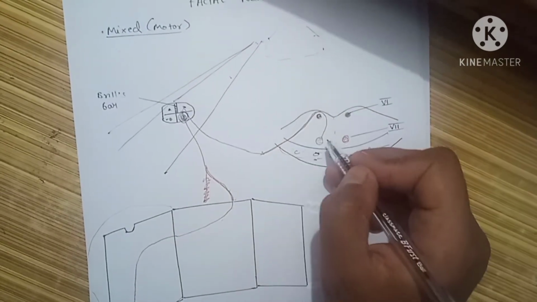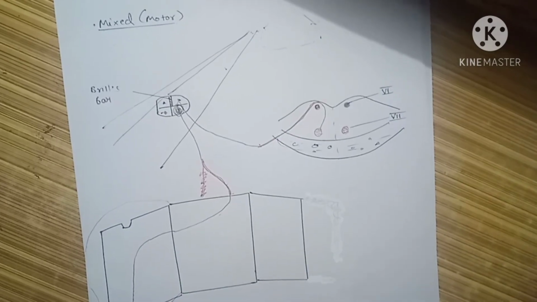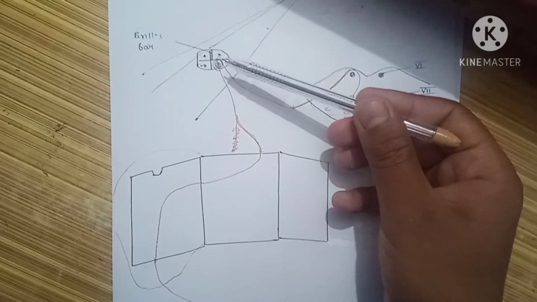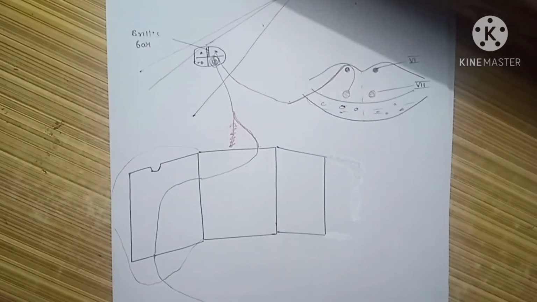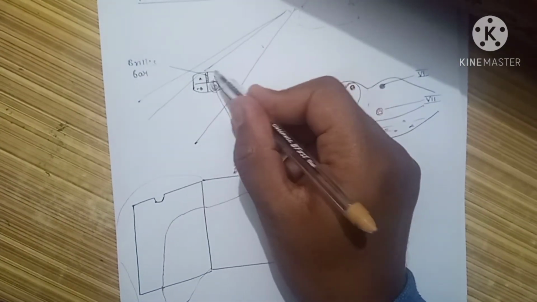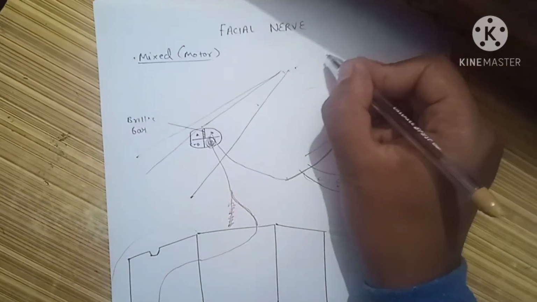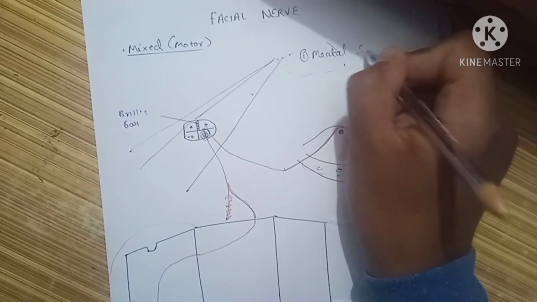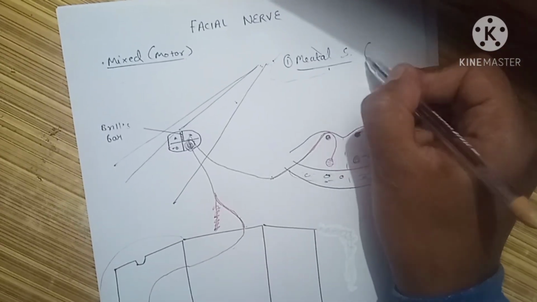So this is our intracranial part, extending from the facial nucleus up to the internal acoustic meatus. Nothing much about it, so we'll move on to the next part, that is the intratemporal part. Now this intratemporal part is further divided into many segments. The part that passes through our internal acoustic meatus is known as the meatal segment. So the first part is the meatal segment, and it is around 8 to 10 mm.